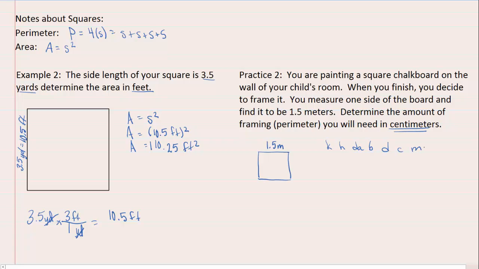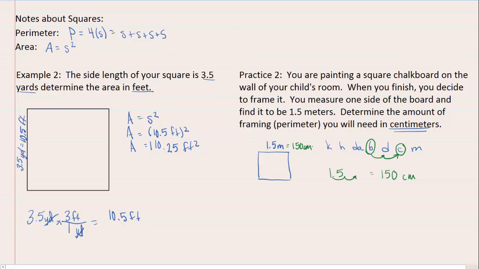Now that we have our prefixes written down, we see where we were starting. We started at the base, or meters, and we are trying to get to centimeters, which means we should move our decimal 2 places towards the right. So if I have 1.5 and I move it 2 places to the right, this equals 150 centimeters.